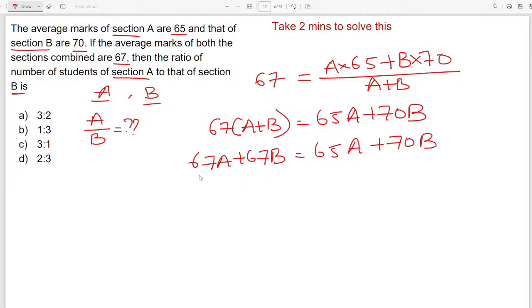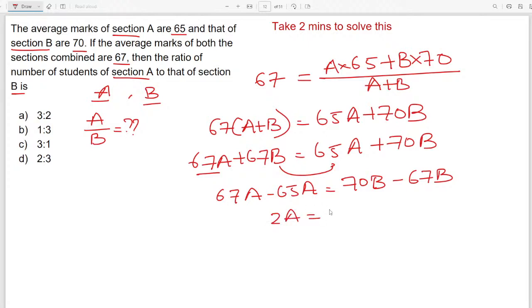I'll keep A terms on the left-hand side and move B terms to this side. 67A minus 65A is equal to 70B minus 67B. 2A is equal to 3B, since 70 minus 67 is 3. So A by B is equal to 3 by 2. So the ratio of the number of students in A to the number of students in B is 3 by 2. So the correct answer is option A.